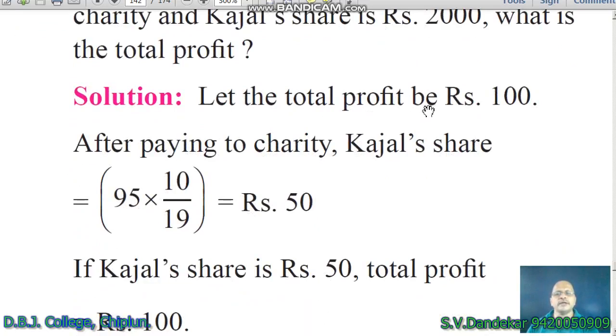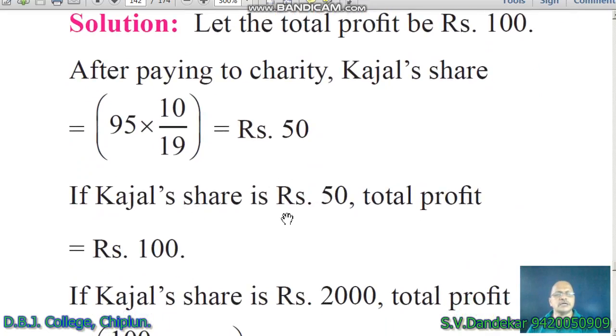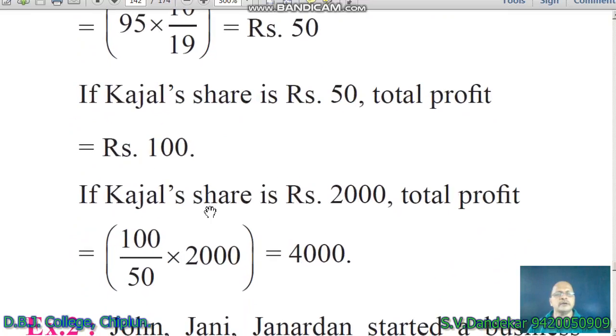Let the total profit be rupees 100. After paying to charity, Kajal's share is 95 into 10 by 19, which equals rupees 50. Kajal's share is rupees 50 when total profit is 100. Now Kajal's share is rupees 2000, then the total profit is 100 upon 50 into 2000, which equals 4000 rupees.